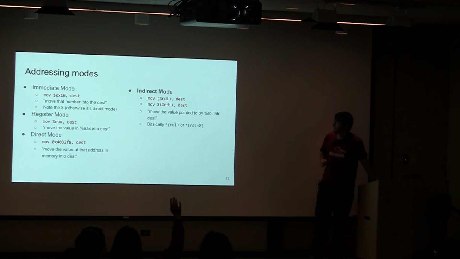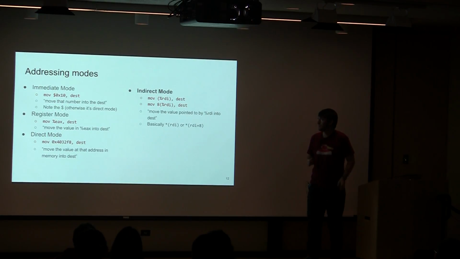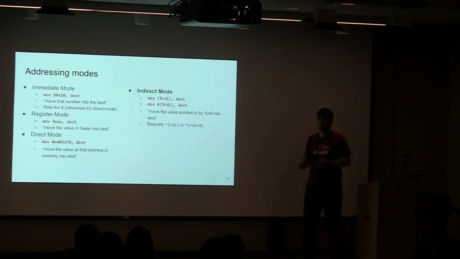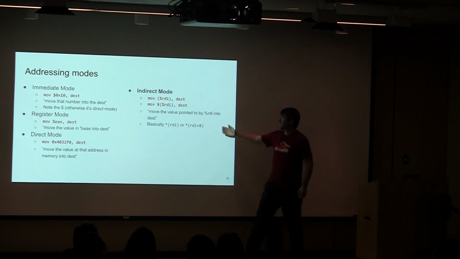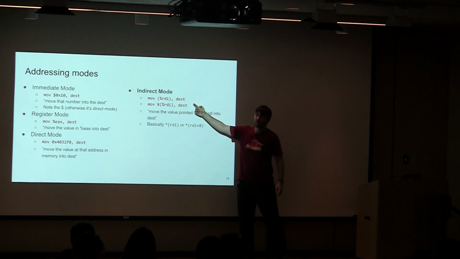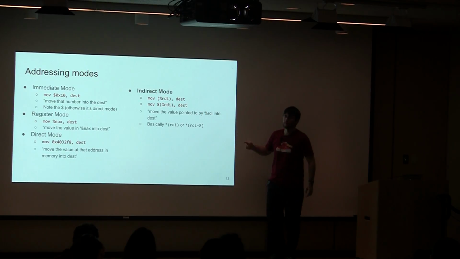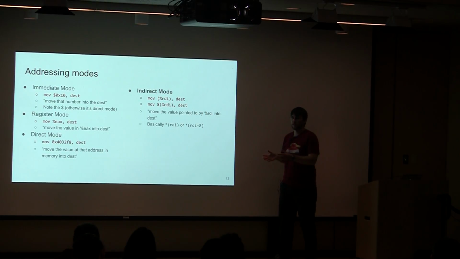Then we can get fancier. Indirect mode. Indirect mode is to register mode as direct mode is to immediate mode. So rather than moving the value in a register, we're moving the value pointed to in memory by that register. So if RDI here has an address, then this first one will dereference RDI to get to a place in memory, and then it will move from that place in memory into the destination.